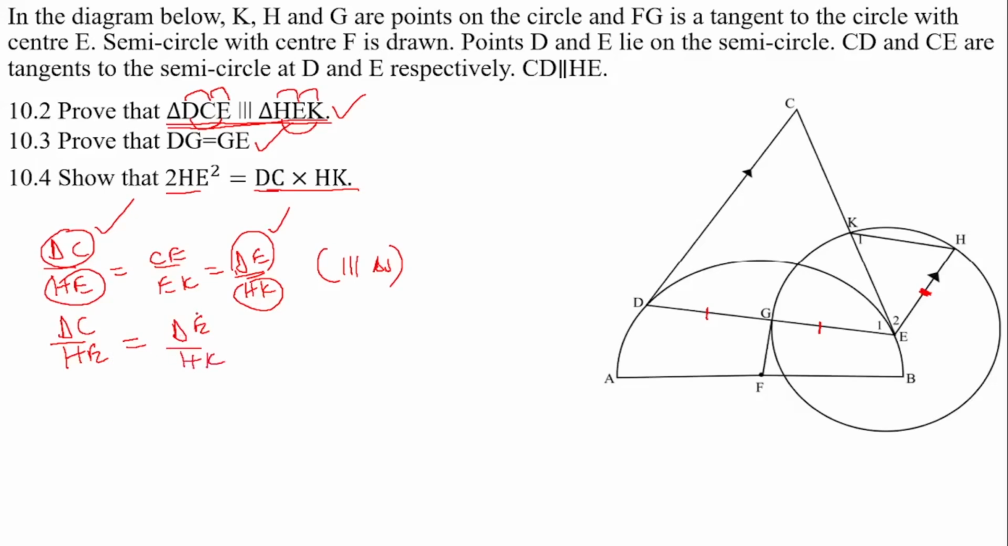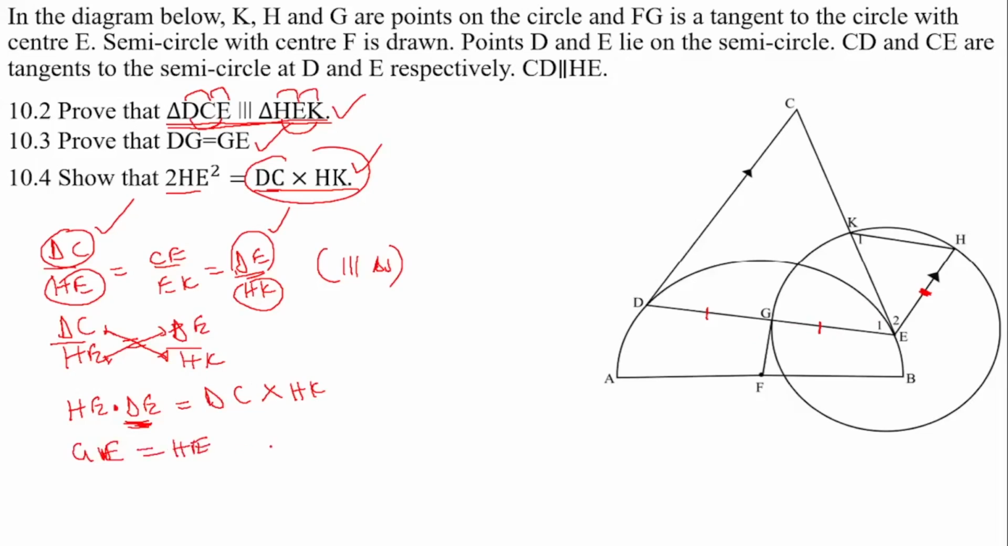Then cross multiply. If we cross multiply this will give us HE times DE is equal to DC times HK. Right, it's promising because we have this part now. But now, how do we get rid of this DE? DE will be 2 times HE, because HE is just equal to GE. Right, HE is equal to GE. So we can say, let's write that. GE is equal to HE.